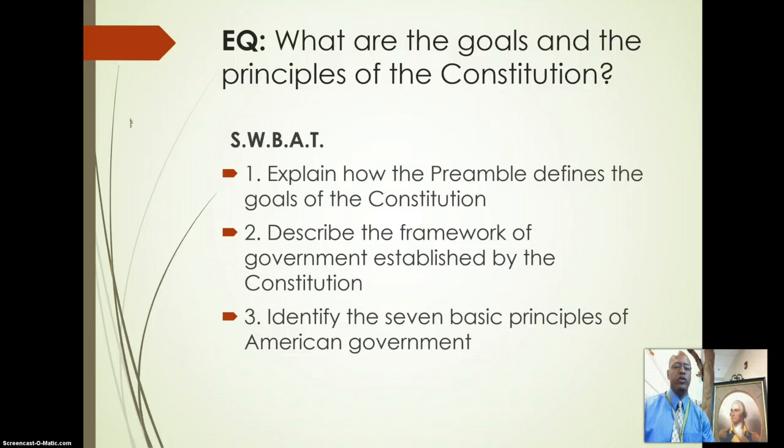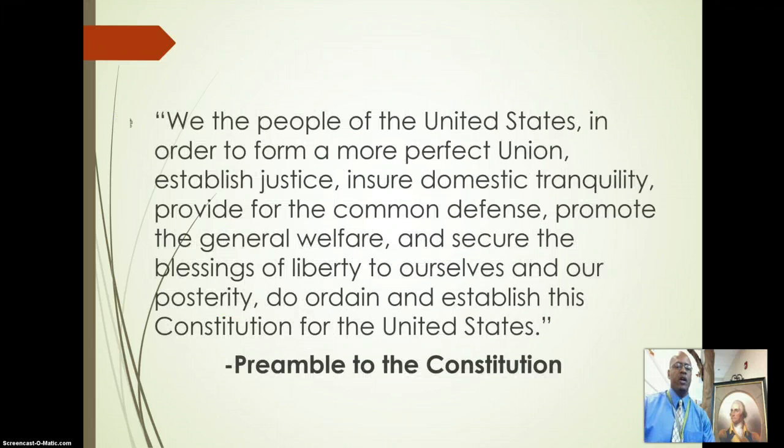Make sure you have your notes in front of you. Fill those notes out. If you have questions as we go along, write those questions down in your questions section of your notes. Our preamble to our Constitution: we the people of the United States, in order to form a more perfect union, establish justice, ensure domestic tranquility, provide for the common defense, promote the general welfare, and secure the blessings of liberty to ourselves and our posterity, do ordain and establish this Constitution for the United States.